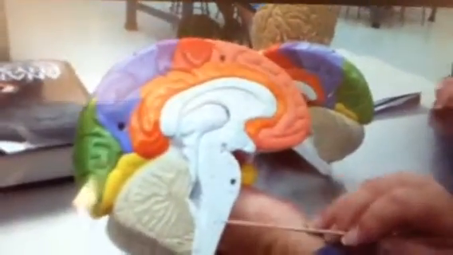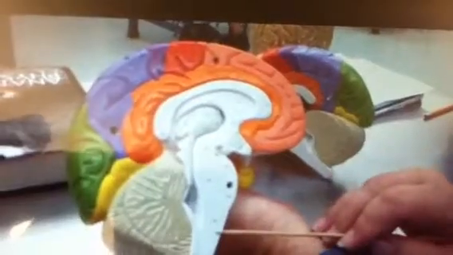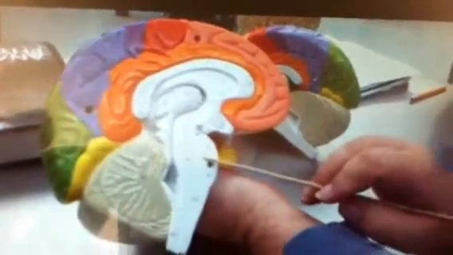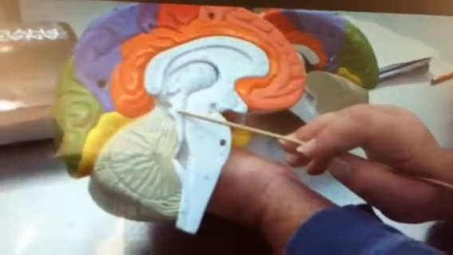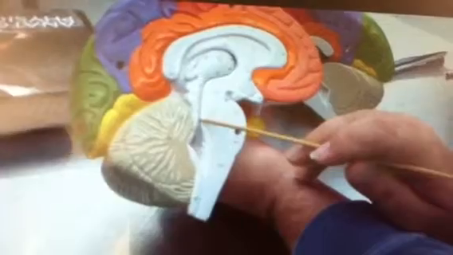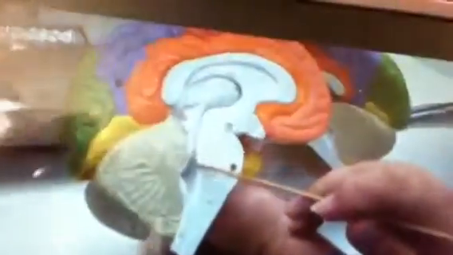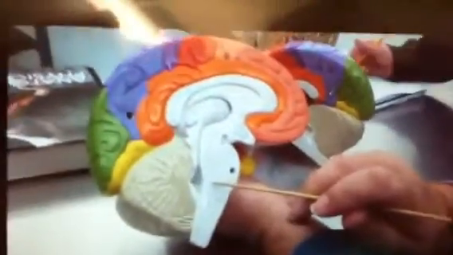And we can also see some deeper structures. So this is the brain stem with the medulla oblongata and the pons, the midbrain area with the superior and inferior colliculus. Traveling through the midbrain is the central aqueduct, carrying cerebrospinal fluid to the fourth ventricle, which is between the cerebellum and the brain stem.